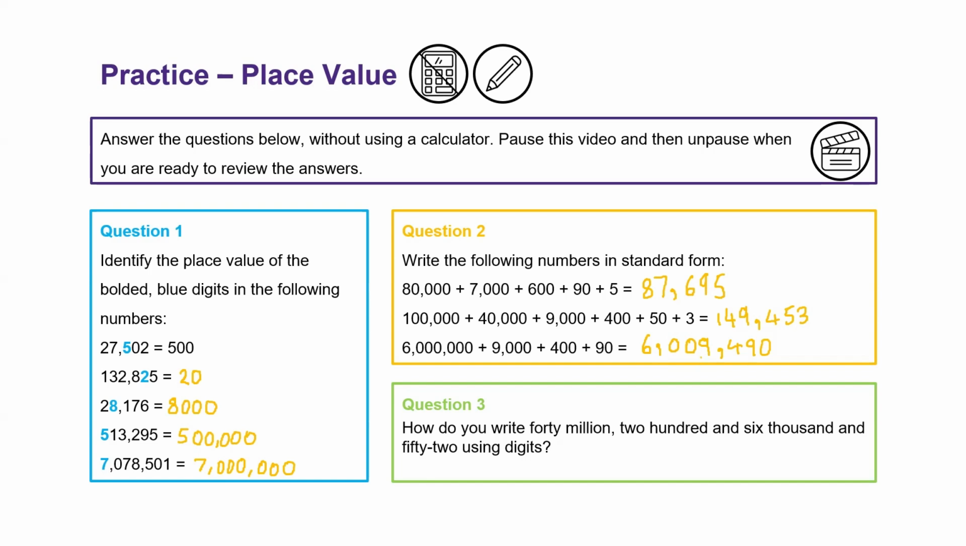Big numbers can throw anyone because we are human with human brains. And if we're trying to rush things, it just happens, okay? This is 6,009,490. Finally, we have question 3.